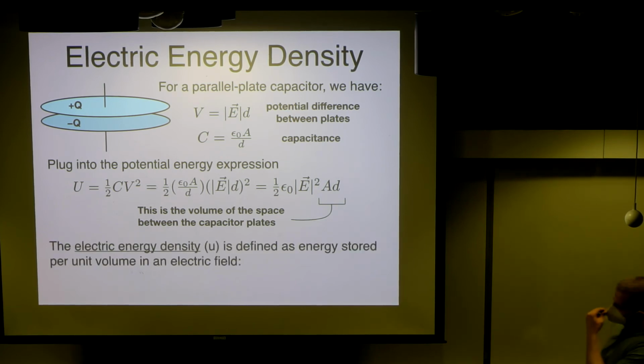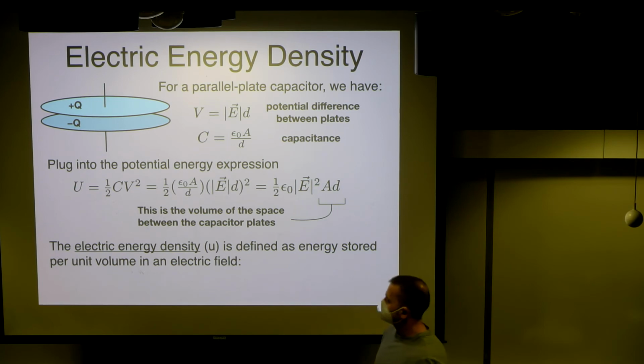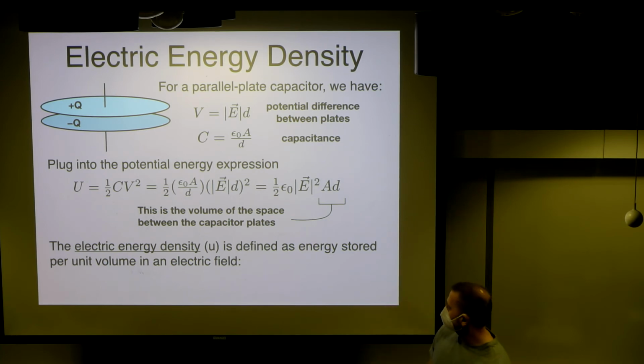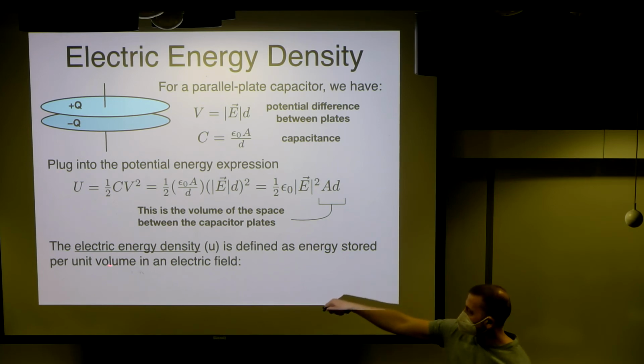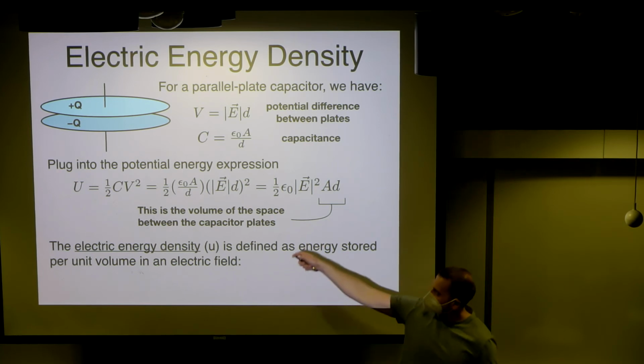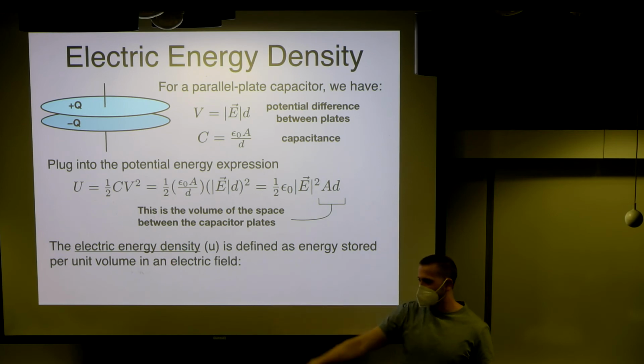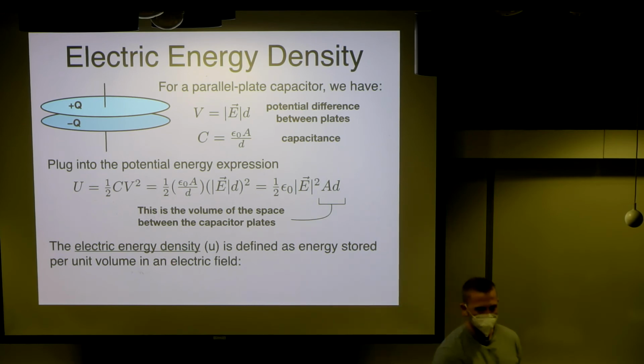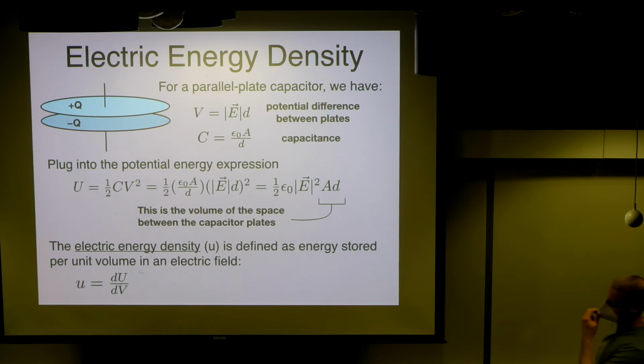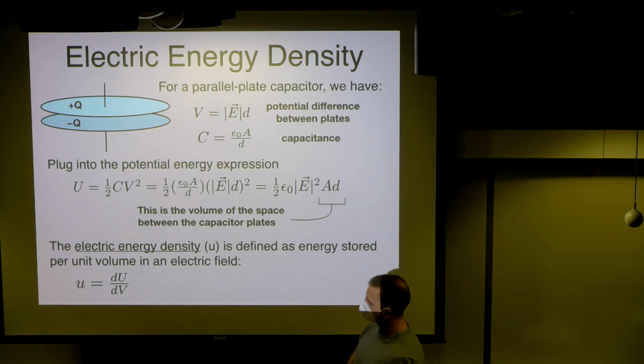Does that make sense? So here, energy density, electric energy density in particular, is given by lowercase u. Okay, so uppercase U is just energy, lowercase u is energy density. And it's the energy stored per unit volume, not just in a capacitor, by the way, but in any electric field. So we'll see how this generalizes. And we can write it this way in differential form. Lowercase u is dU dV, energy per unit volume.